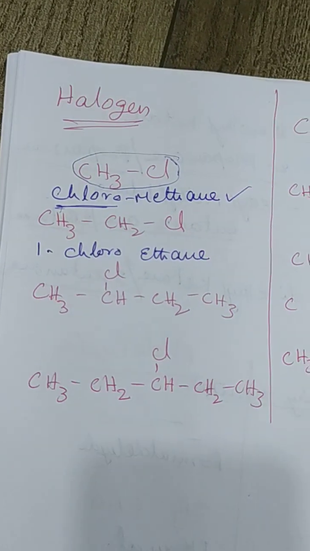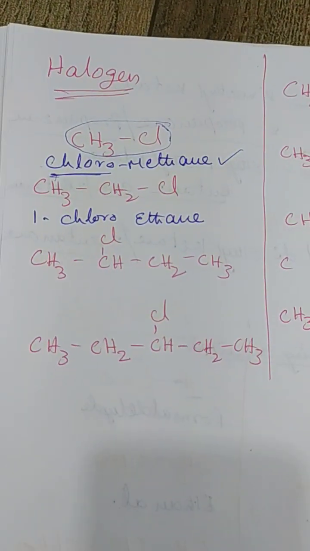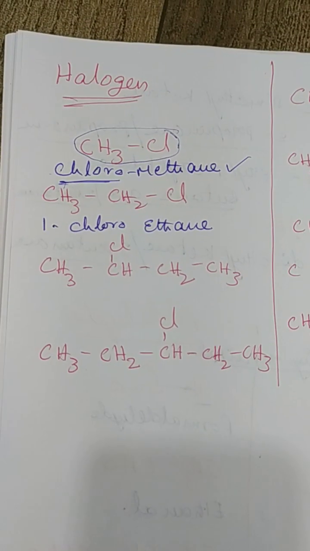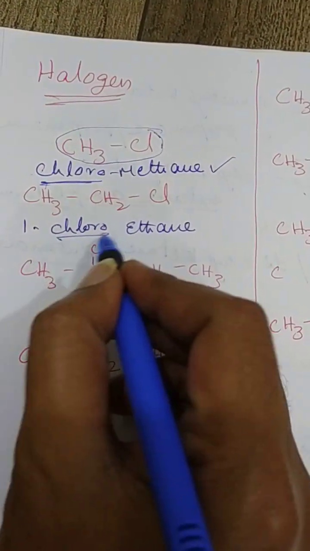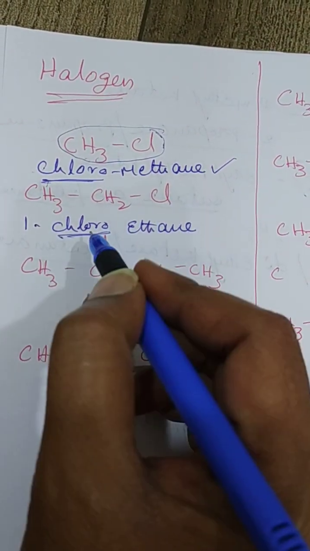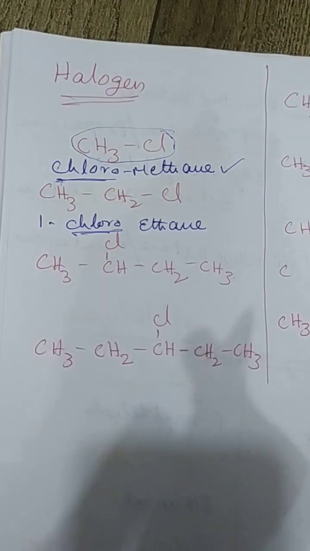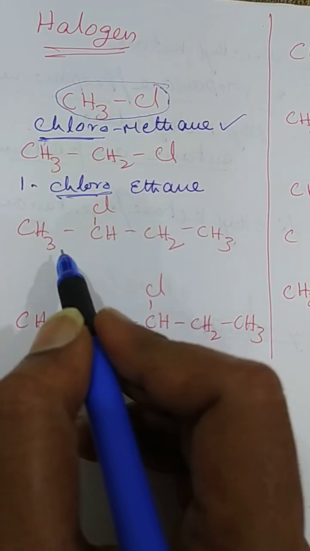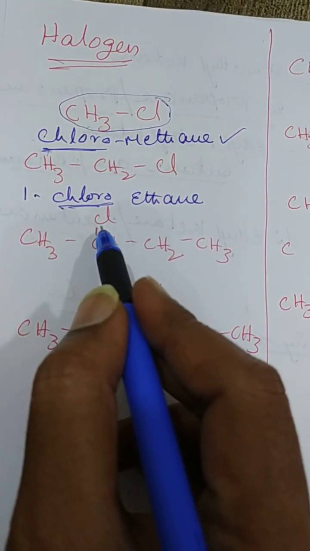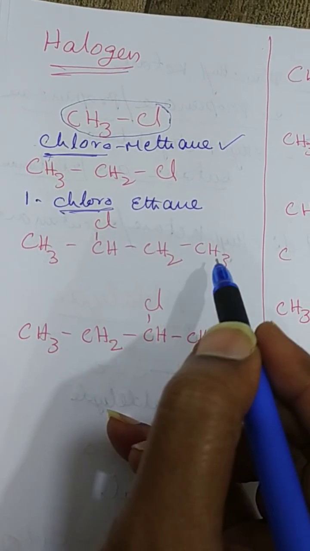1-chloroethane. In the halogens, the functional group name will come early, at the beginning. Whatever its name is, it comes at the beginning, and after that the chain hydrocarbon group comes. Okay, here please see CH3 CH with Cl above it, CH2 CH3.